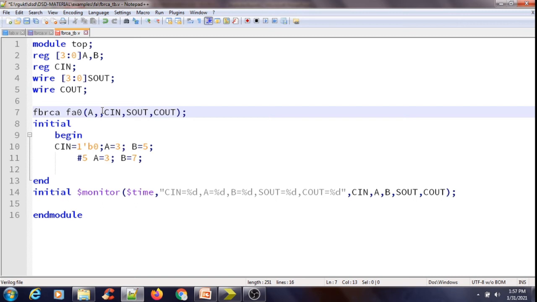Anyhow, the Verilog compiler will understand that, and it is compiling, and we are able to execute the code. We are able to simulate the code. So in this way, the port connection rules come into the picture.